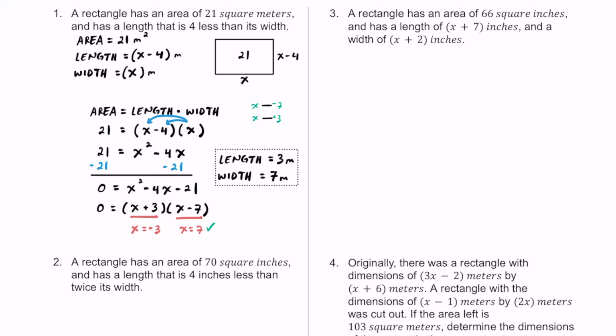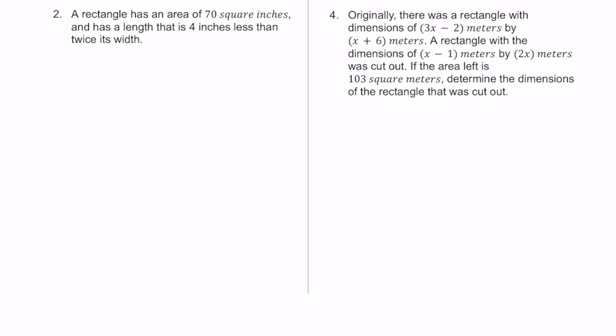Let's check out number 2. For number 2, we have a rectangle that has an area of 70 square inches, so that's going to be the area, and has a length that is going to be 4 inches less than twice whatever the width is. All right, let's start by labeling some things here.